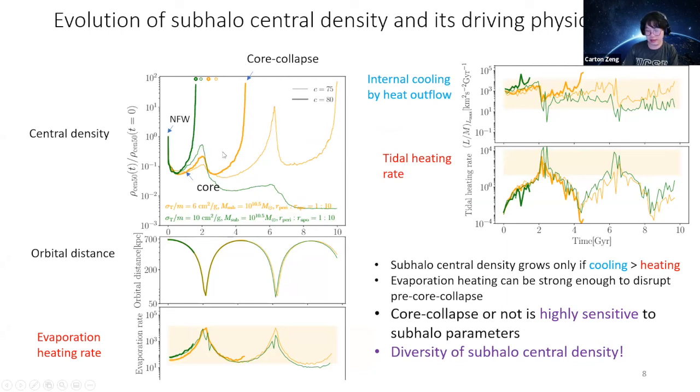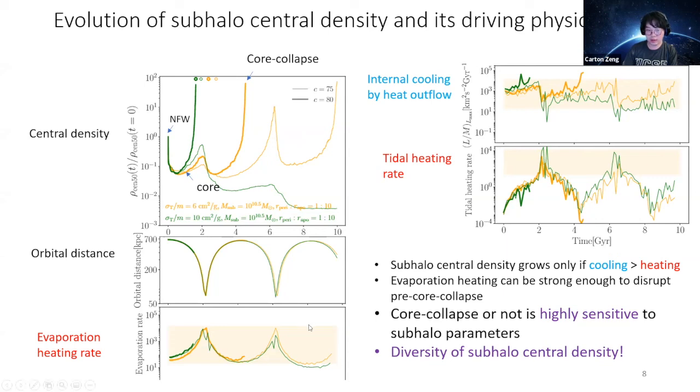Okay, so with these periodic ups and downs, it actually tells us that SIDM cosmology could admit a large diversity of subhalo central densities. You can see these ups and downs here. And that could provide a potential answer to the previously mentioned diversity problem.